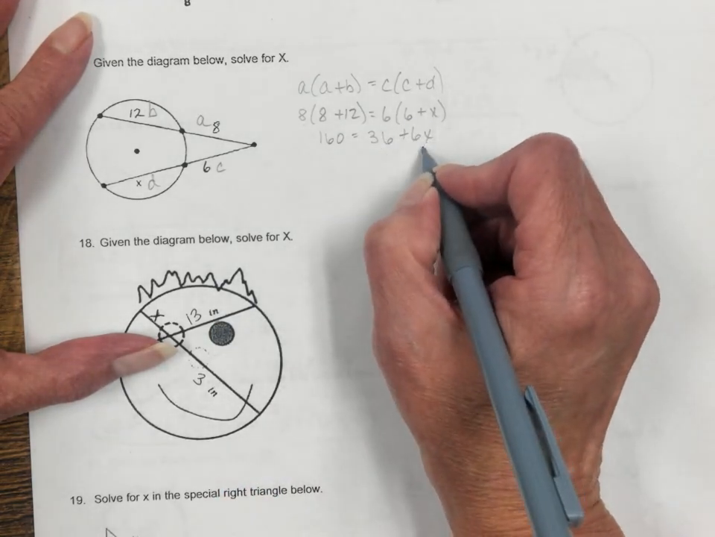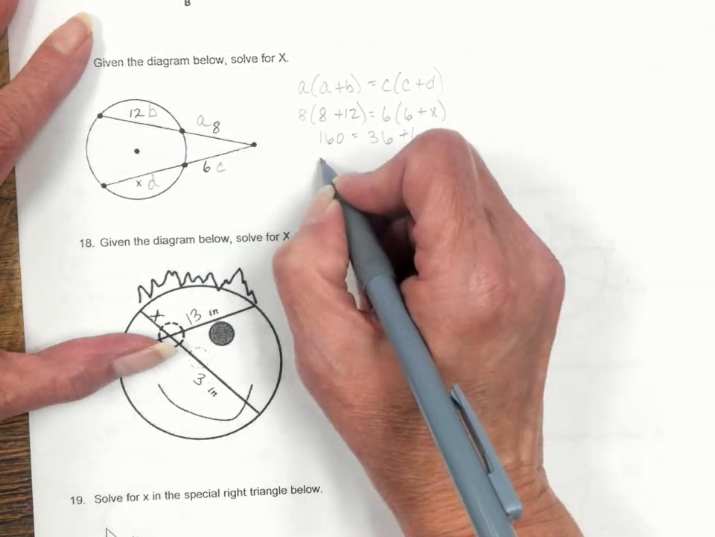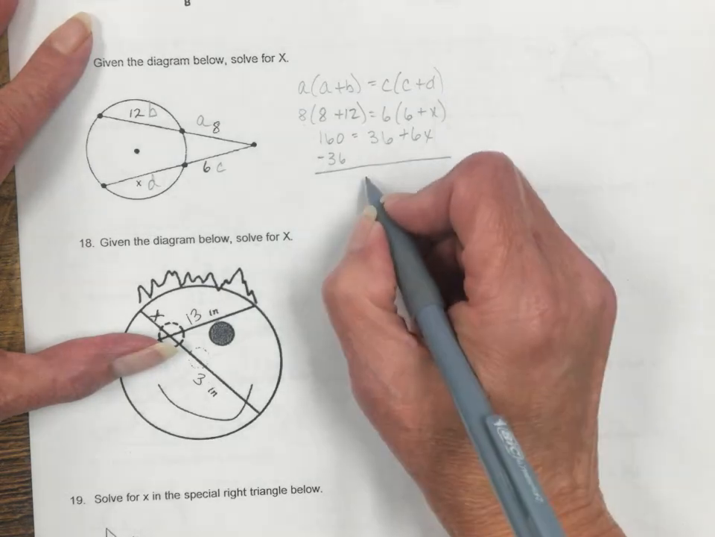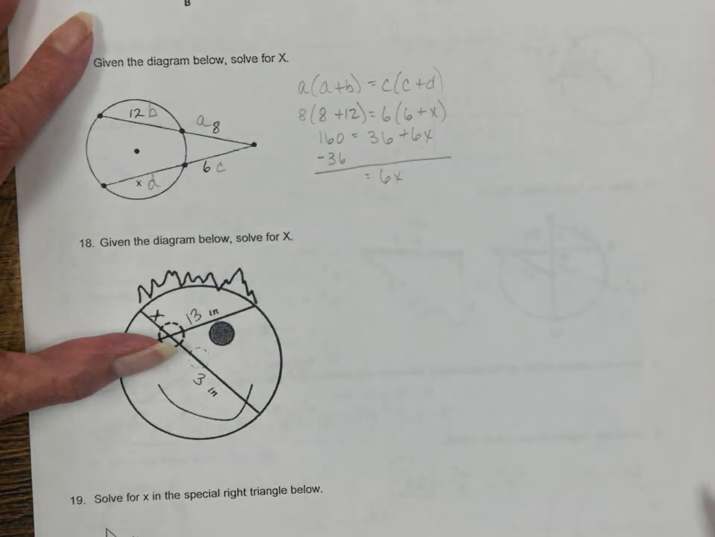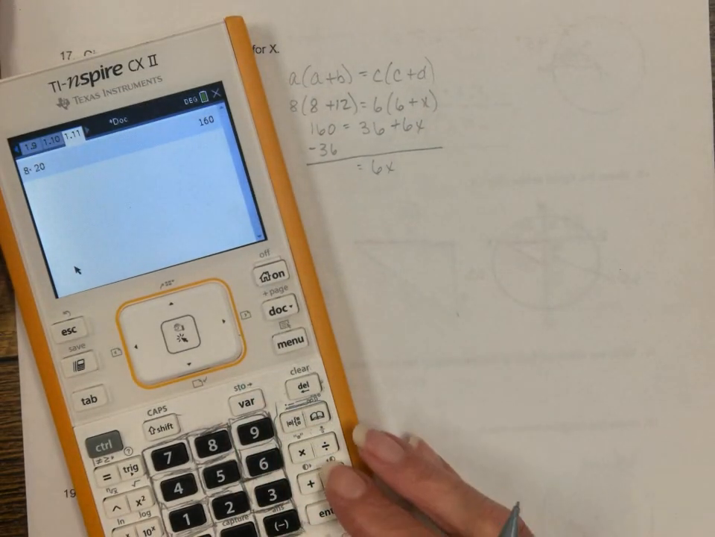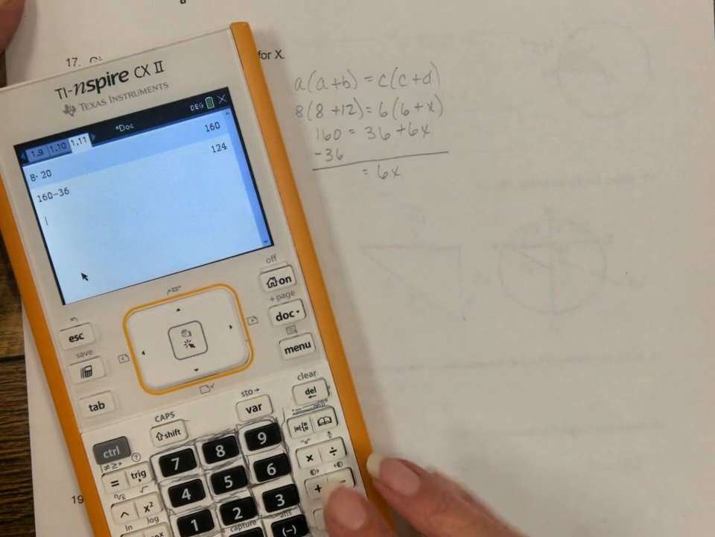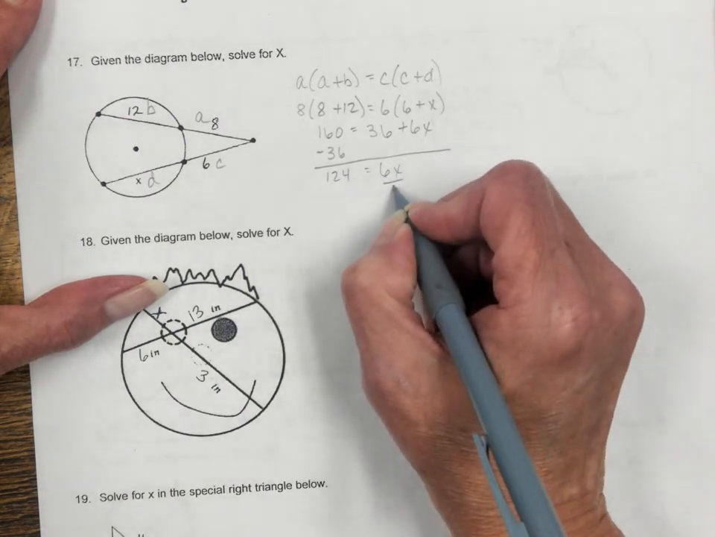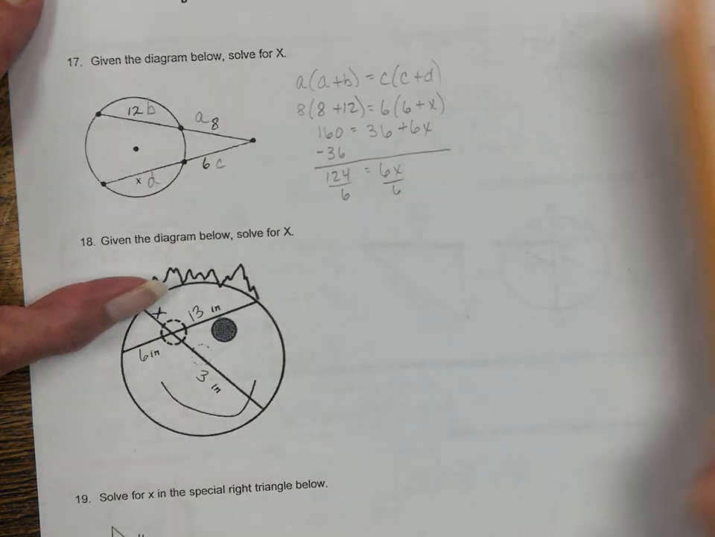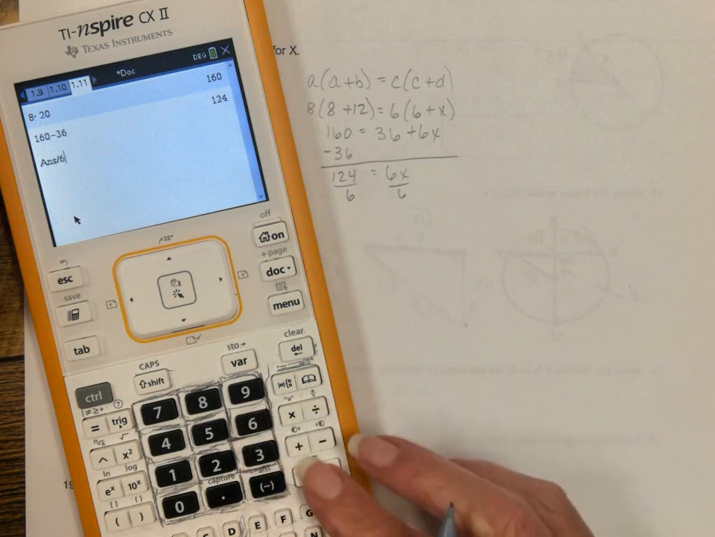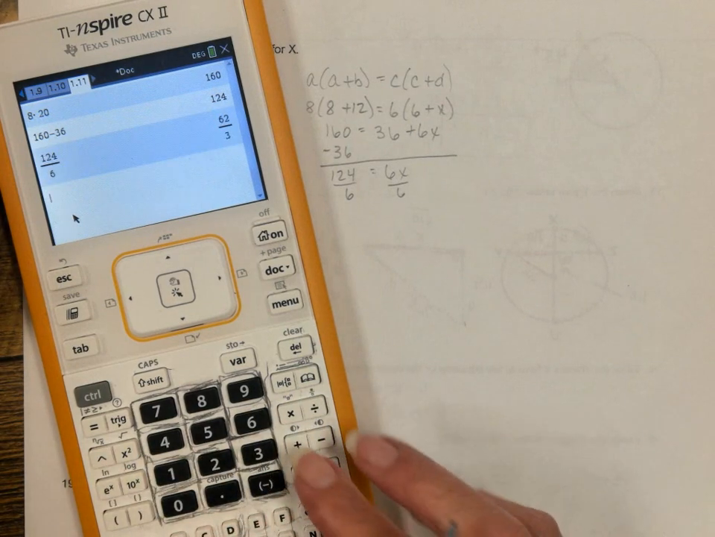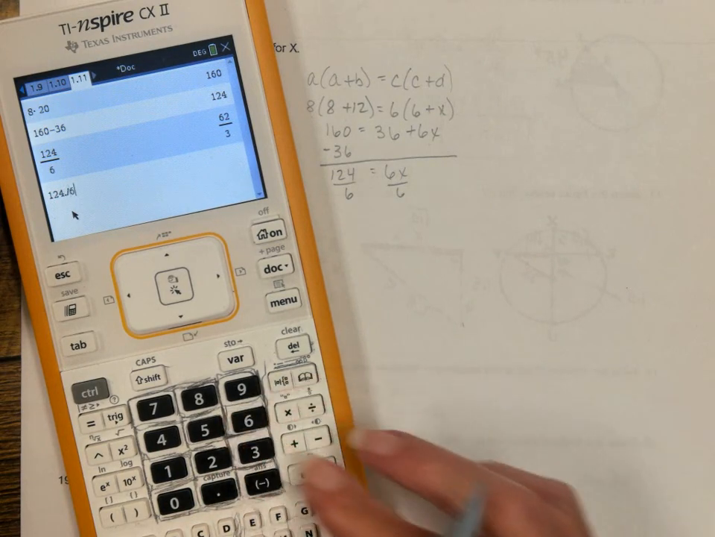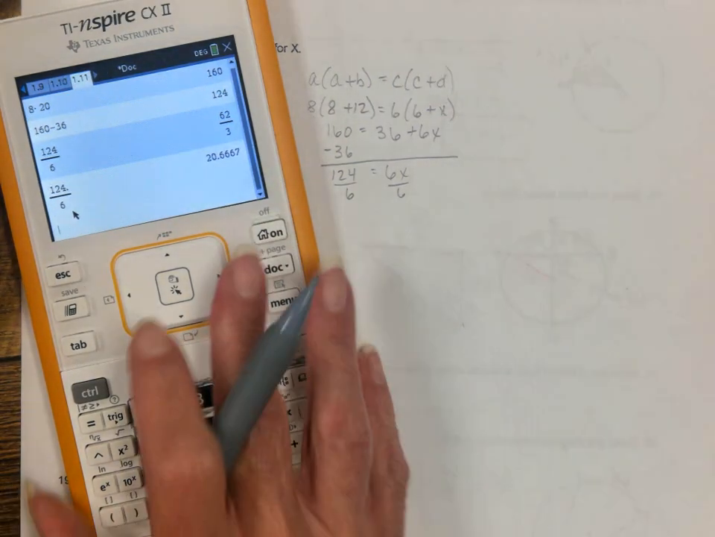So now I'm going to keep my variables on this side, my constants on this side. So I'm going to subtract 36 from both sides, leaving me 6X. And 160 minus 36, 124. Divide both sides by 6. And I get a funky looking fraction. So let's put that in decimal form. 20.67.